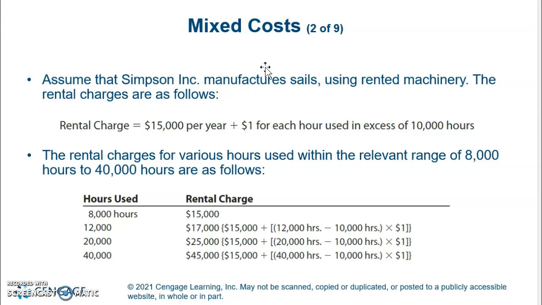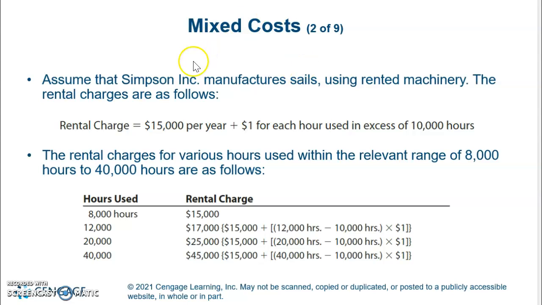Or you can think of it as a cable bill. You have a fixed cost that you pay. Then if you buy any on-demand movies, that would be a variable cost. Amazon Prime, for example, would be one where you pay for Prime, but then you buy a movie, so you would have a fixed cost and a variable cost in there.